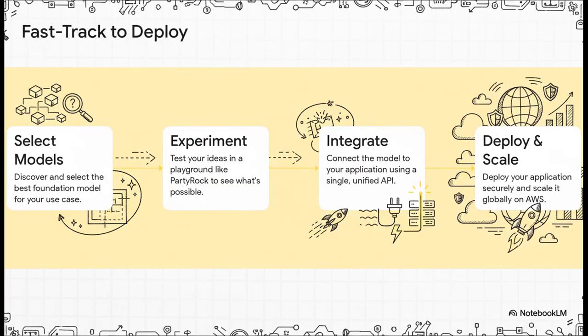And when I say speed to market, this is what I mean. It's a simple, fast track to get your idea out there. You discover and pick your model. You experiment with it in a playground. You integrate it with that single API call, and then you deploy securely and scale it up. It makes the whole thing feel achievable.